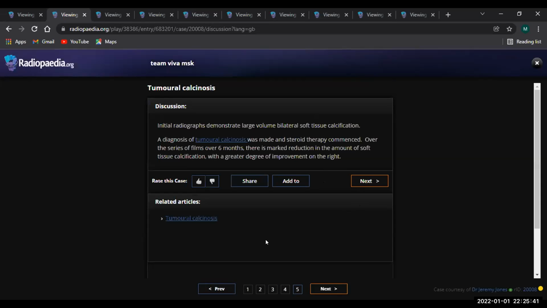Is there any special feature that led to this specific diagnosis? They first rule out any other causes of these calcifications like calcium levels, and if everything else is fine, then they label it as tumoral calcinosis, and they improve with steroid therapy.